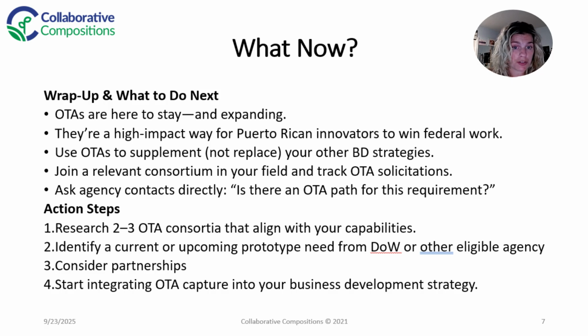Ask your government customers if there's an appetite for other transactions. Ask if you can take an other transaction path for a requirement to be met. And go ahead and take an opportunity to visit the link in the next slide and find 2 to 3 consortiums that align with your capabilities. You can identify current or upcoming prototype needs from a couple of different agencies and consider whether partnerships are going to be valuable for being able to get non-traditional contracting status if you're a traditional prime, or ultimately you can find teammates that can help you fill out a really robust solution to a requirement.